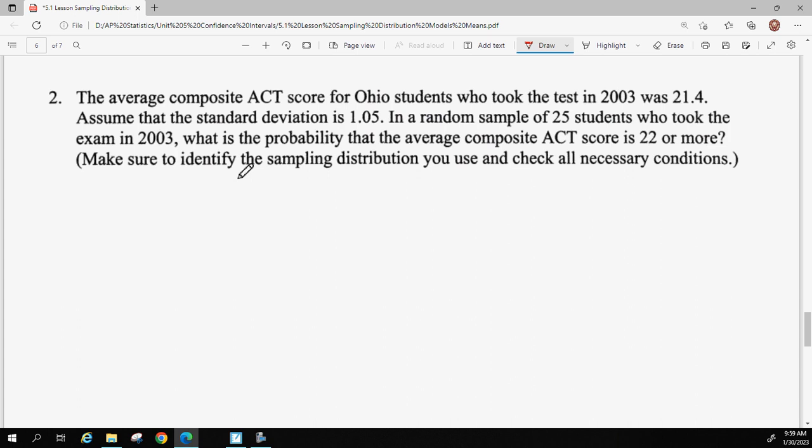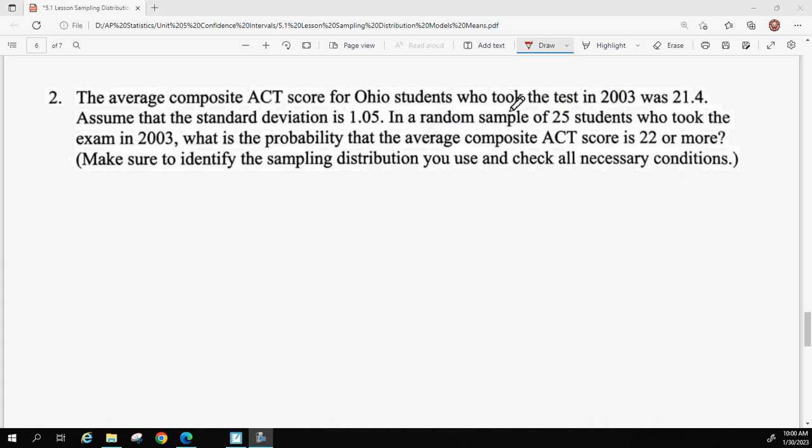So let's use this in practice and do a problem together. So pause here, take a second and read this, and then we will talk about what it is we can do with it. So here we have some information about the ACT test in Ohio, taken in 2003, so a long, long time ago.